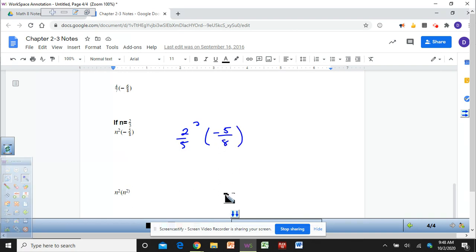Now, when you multiply, squared means you're taking 2/5 times 2/5, and then we're multiplying that by negative 5/8. So you go 2 times 2 is 4, times negative 5 is negative 20, 5 times 5 is 25, times 8 is 200, and then you simplify that to negative 1 over 10.